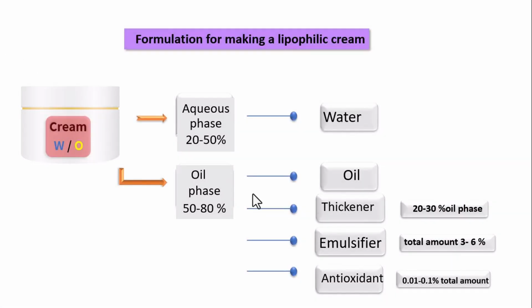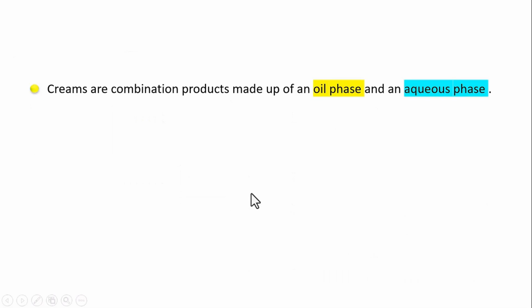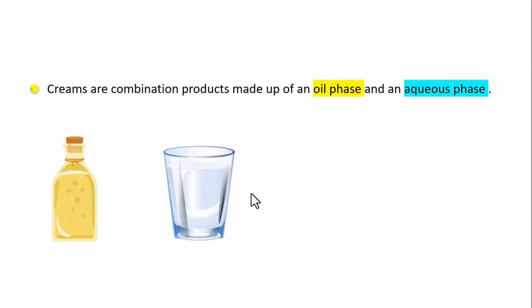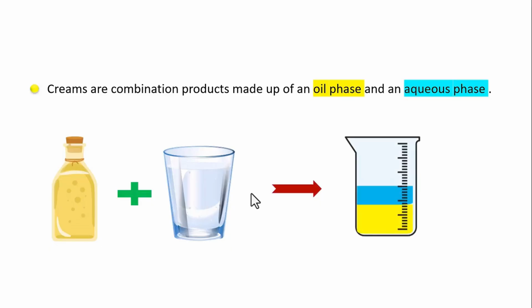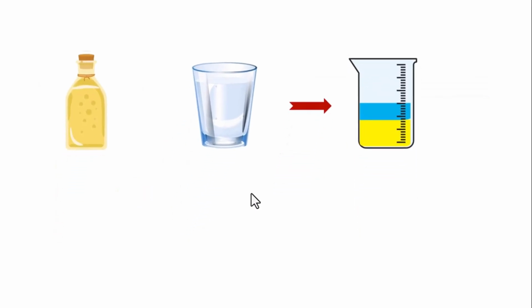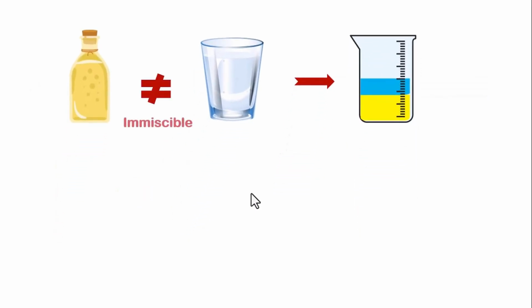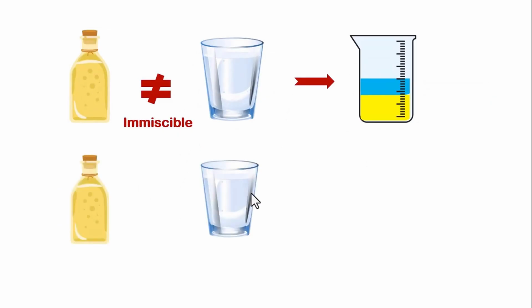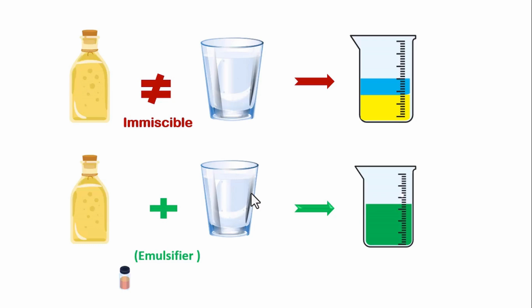Creams are compound products that are made up of two phases: the oil phase and the water phase. The combination of these two phases forms the cream. But as you know, oil doesn't dissolve in water or water in oil, and they form two separate phases. That's why, to make cream, a substance called an emulsifier is used. Emulsifiers are substances that help oil and water mix together.